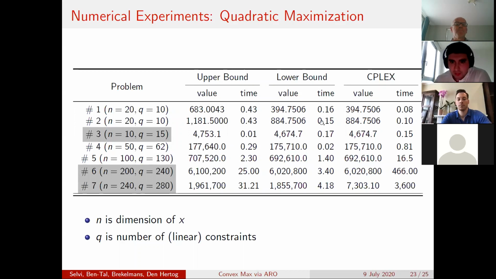Also, I want to note that in our experiments, all of our lower bounds are globally optimum, except problem 7, because we don't know the global optimum value here, since simplex does not terminate.